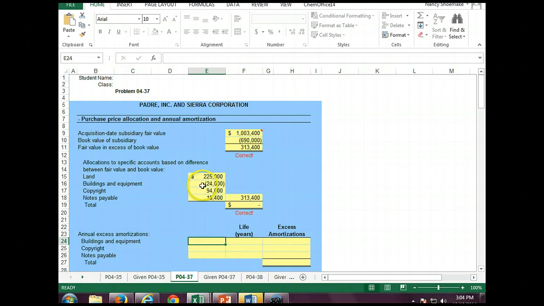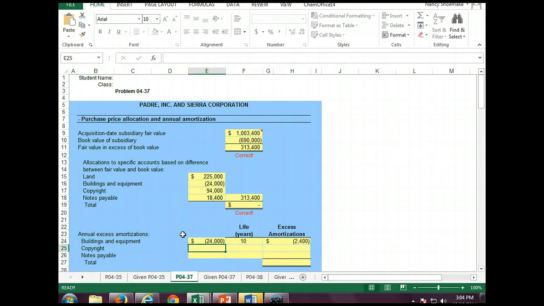Now we need to take these items and show the excess amortization we need to apply. So on the buildings and equipment, because land we can't depreciate or have any excess, can we? You guys know that? You never can with land. So the building is a minus 24,000. What's the useful life? 10 years. So that gives us an excess of $2,400 a year.